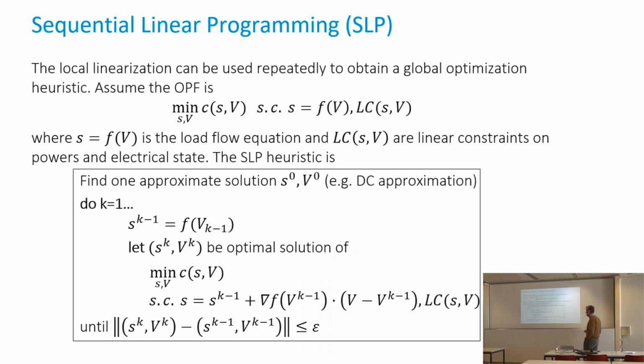Then once we have that, one heuristic is called sequential linear programming. It consists in doing the local linearization iteratively. So we solve the problem, minimize the costs of everything. The cost of everything is typically the cost of the power injections, sometimes also the electrical state. V is a shorthand notation for the complex voltage, which is the electrical state.